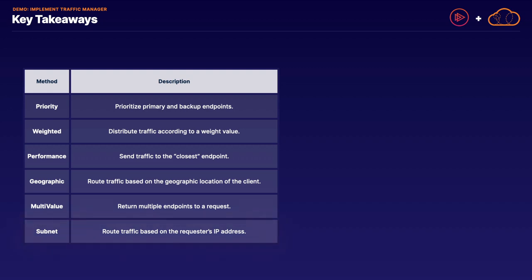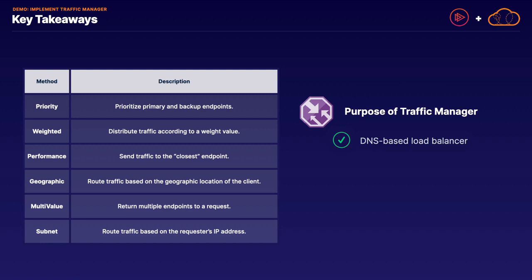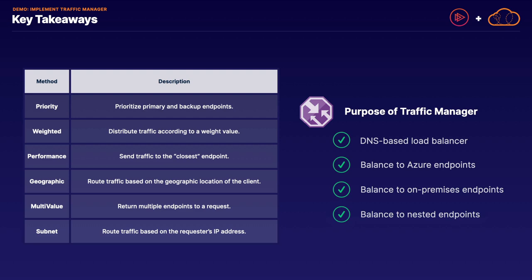Now, the purpose of Traffic Manager, as we saw in this demonstration, is to perform that layer 7 DNS-based load balancing for us at a global scale, as we saw, by balancing to Azure endpoints, specifically our app services, in different regions. Now, if we wanted to, we could have balanced to on-premise endpoints that are external to Azure, and we could have also balanced to nested endpoints if we had multiple Traffic Manager profiles so that we could stack multiple routing methods together.